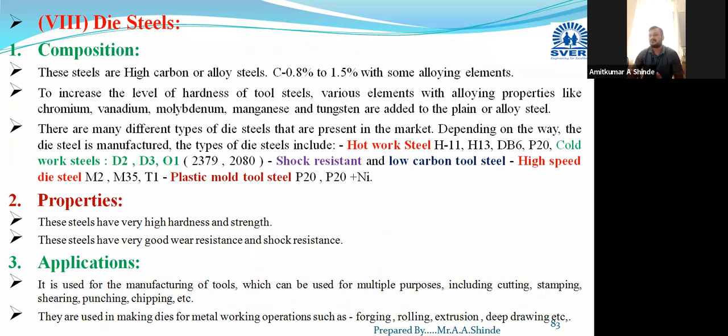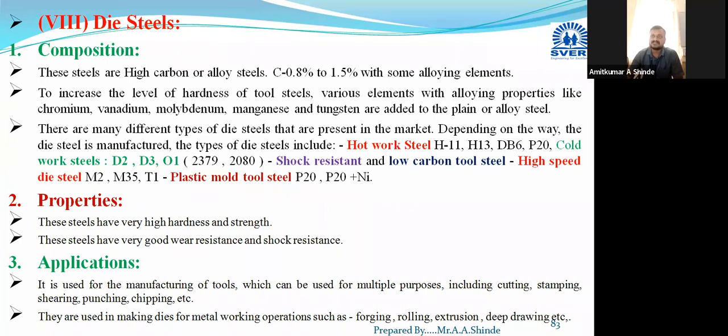Or for performing rolling operations, some rolling rolls are required. All these are manufactured with the help of these die steels only. For easily understanding and remembering the applications, and all kinds of tools are manufactured with the help of this die steel. First, we will discuss the applications later also. First, only for better understanding, I am telling you this.